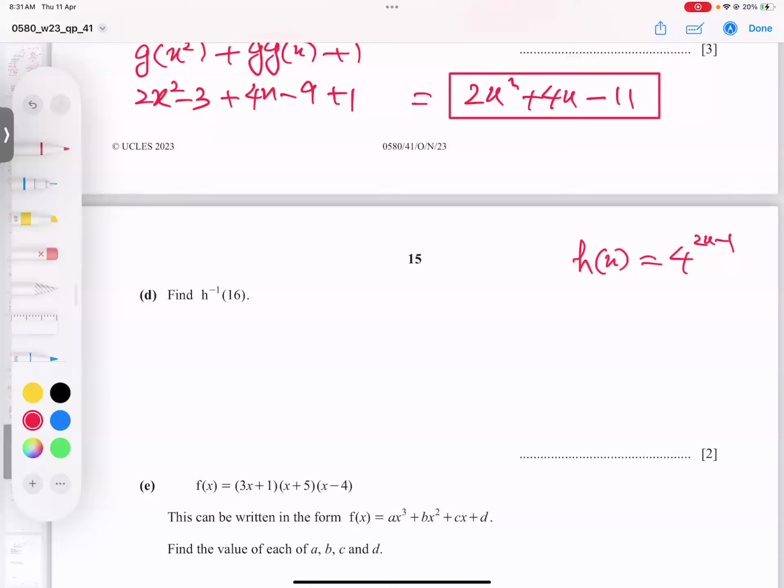Whenever there's nothing equal, I can put it equal to x, or any variable, no problem. And when h inverse goes to this side, the inverse will eliminate automatically and h will come in a bracket. It's a very important thing.